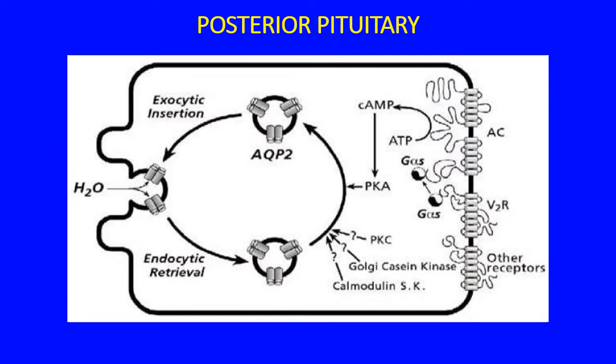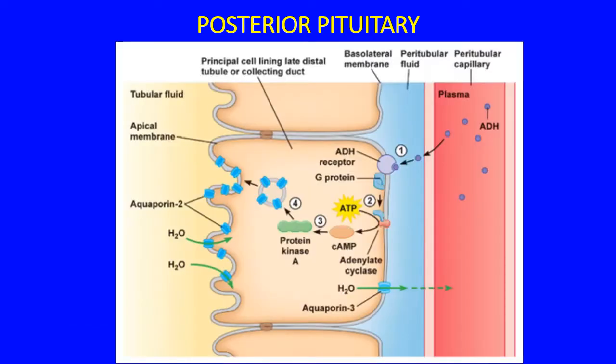Here you have another situation where they go through the cells and they go through the receptors, and you've got the Gs being activated, and of course cyclic AMP. And you go through this phosphorylation here, and you have the insertion of the AQP2 channels. Okay. This is the final one here.